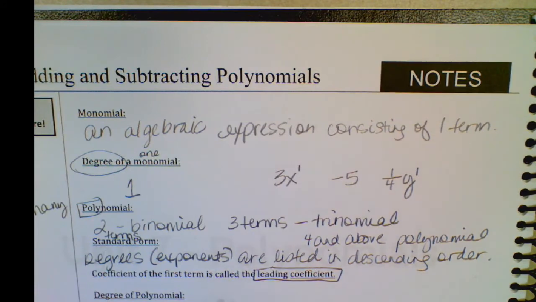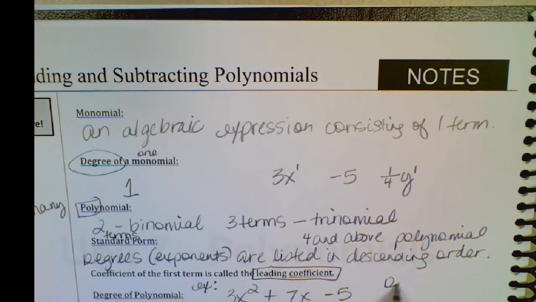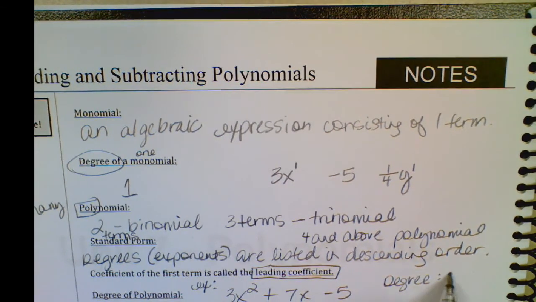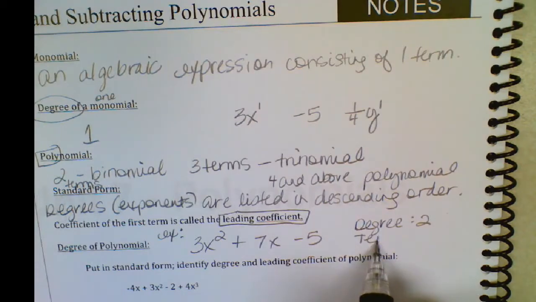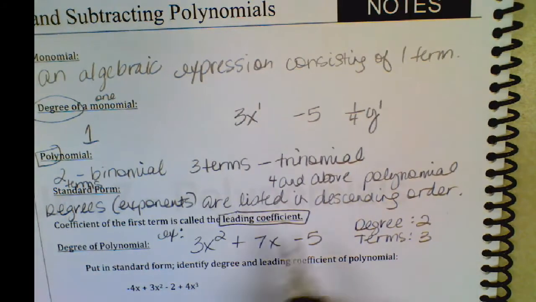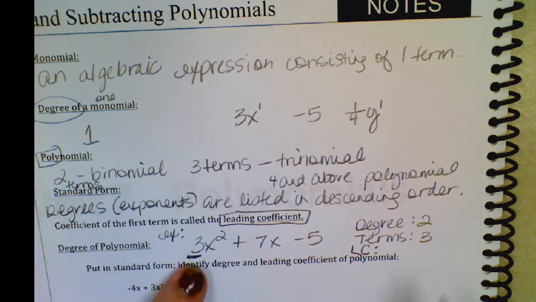So for example, let's say that I wrote, I'm going to do a trinomial. So I'll call it 3x squared plus 7x minus 5. So the degree of this polynomial would be 2. It has 3 terms. We've already seen ones like this in our quadratics unit. So it has 1, 2, 3 terms. They are separated by addition or subtraction. And then the leading coefficient, we'll just call that the LC, leading coefficient, is that number that sits out in front.